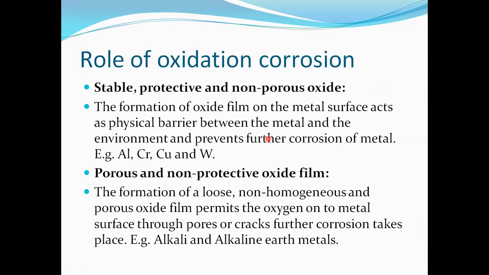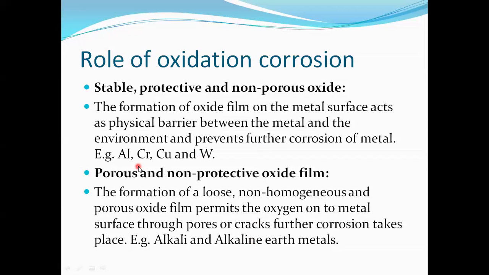In our previous class, we already discussed the role of oxidation in corrosion. Based on the rate of corrosion, we can have two types of metal oxide formation. The first category is stable metal oxide, and the second classification is unstable metal oxide. Stable metal oxide is one with a high rate of corrosion. Unstable metal oxides have a lower rate of corrosion. High rate of corrosion, stable metal oxide; low rate of corrosion, unstable metal oxide.